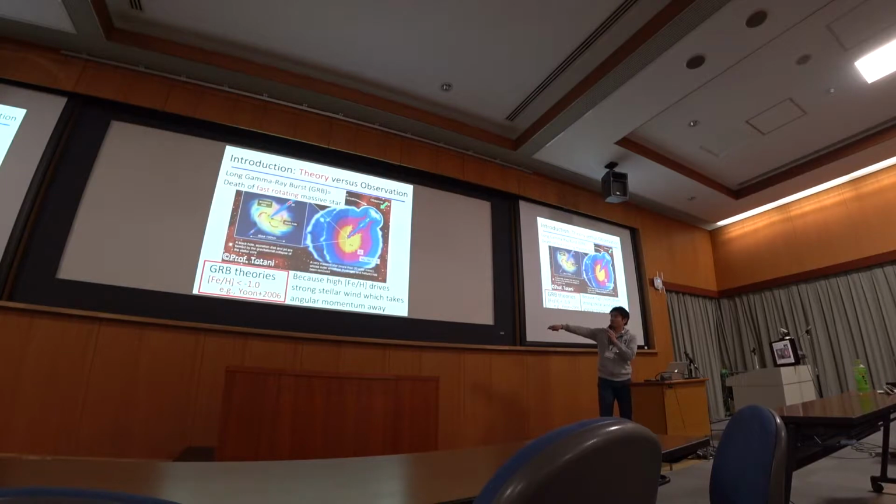In terms of theory, the iron abundance, Fe over H, is a key parameter. In theory, a very low iron abundance, less than 10% of the solar value, is required for a massive star to become a gamma ray burst, because iron drives a strong stellar wind. This strong wind takes away the rotational momentum. In the end, if the iron abundance is high, the star loses its rotation and cannot become a GRB. In other words, we need a low metallicity to have a gamma ray burst. This is the important thing from the theoretical view.